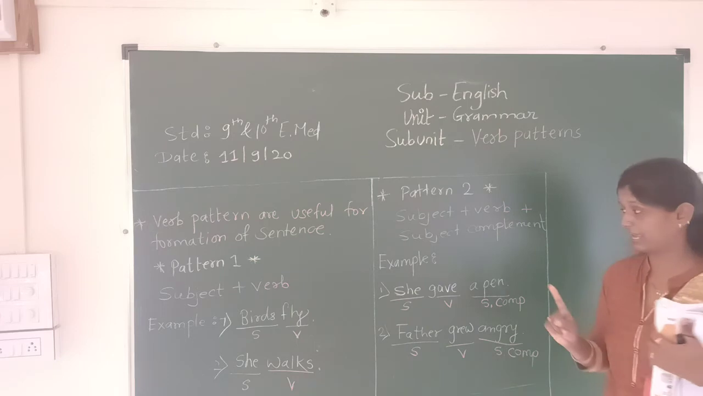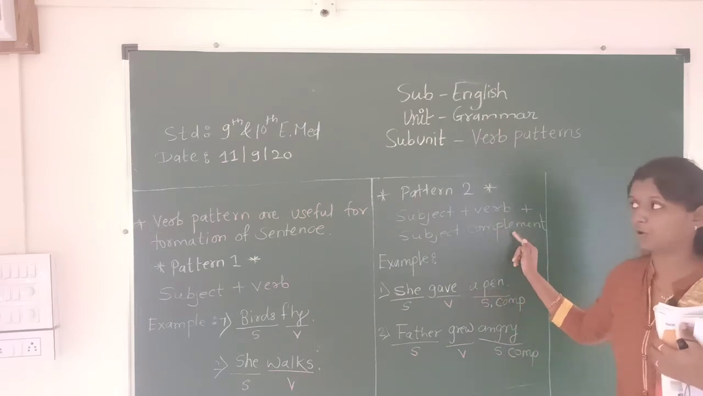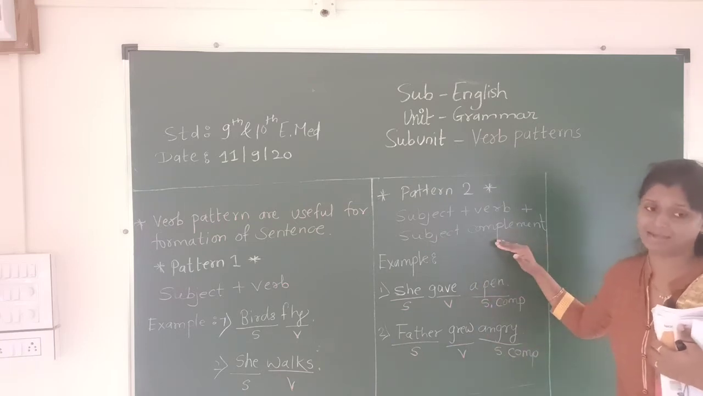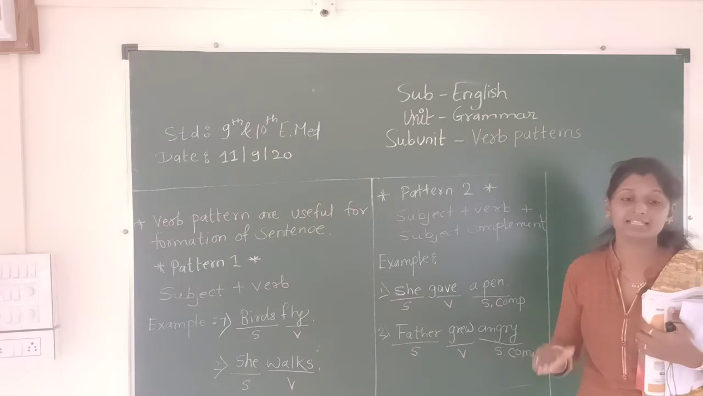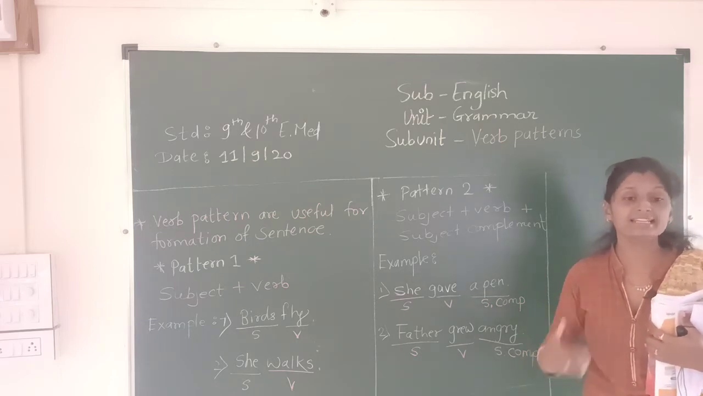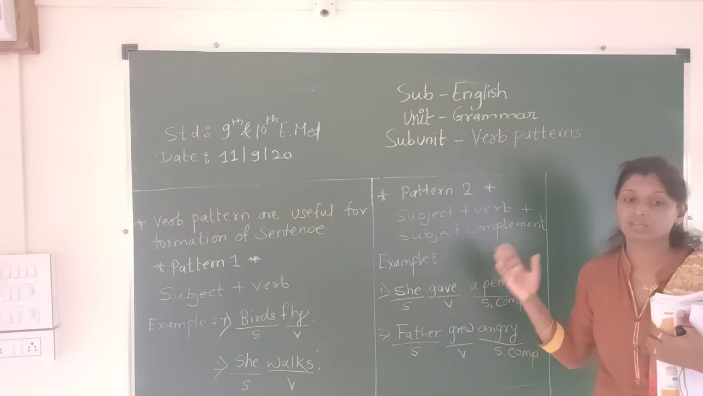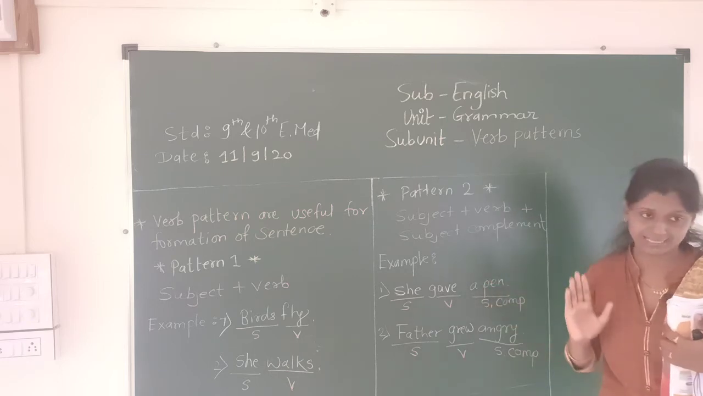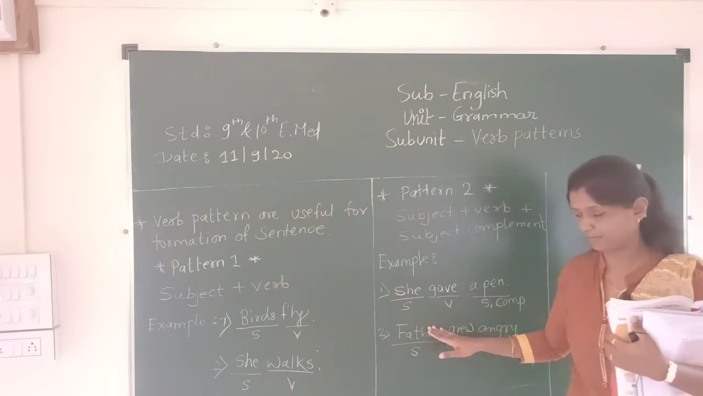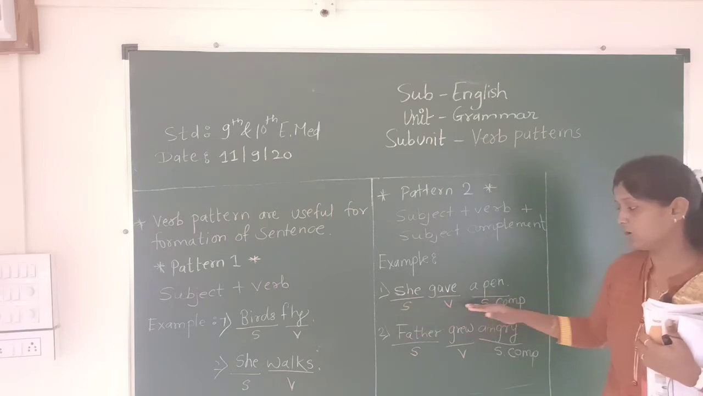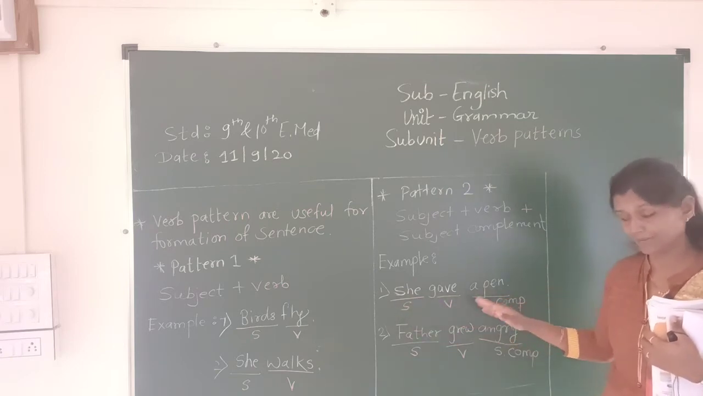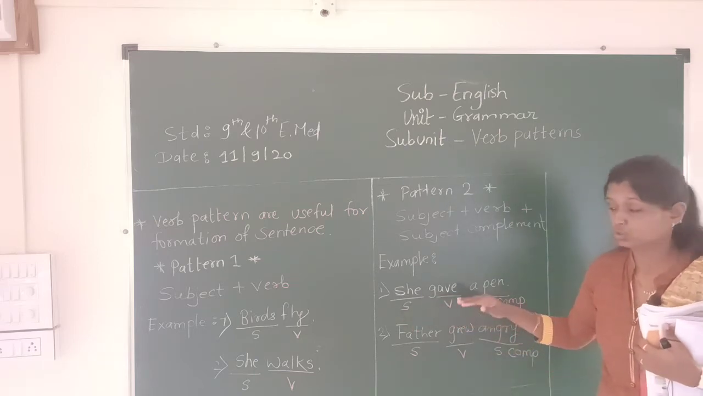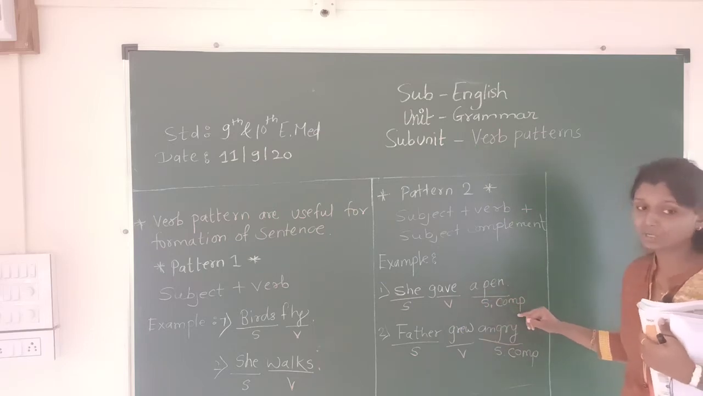Let's see one more time. I will explain. Whatever subject complement we use in this second pattern, that subject complement is a complementary word, depending on the subject, or the noun, pronoun or adjective in the given sentence. Now let's see an example. First, she gave a pen. She is the subject, gave is the verb, and a pen is the subject complement.